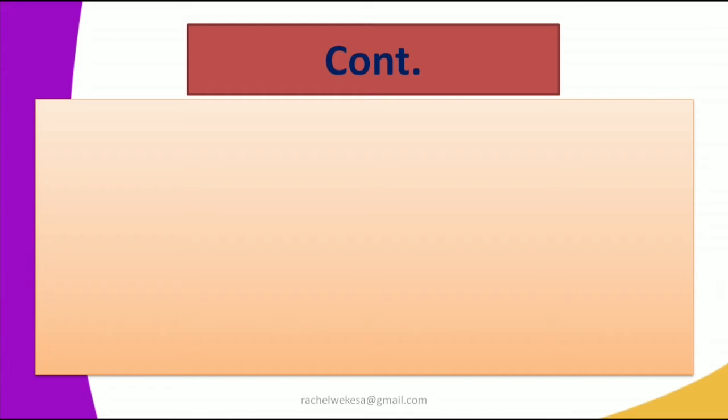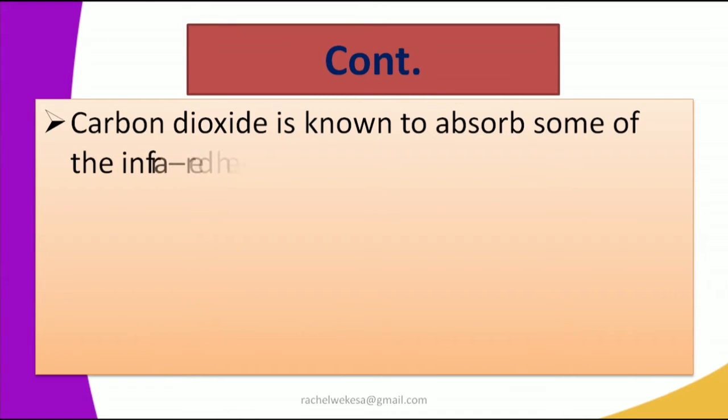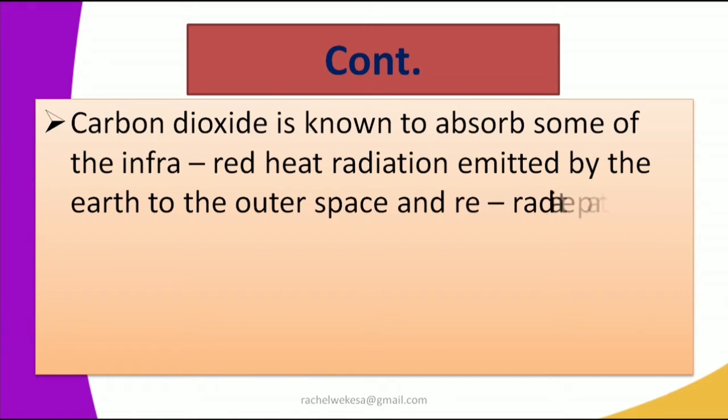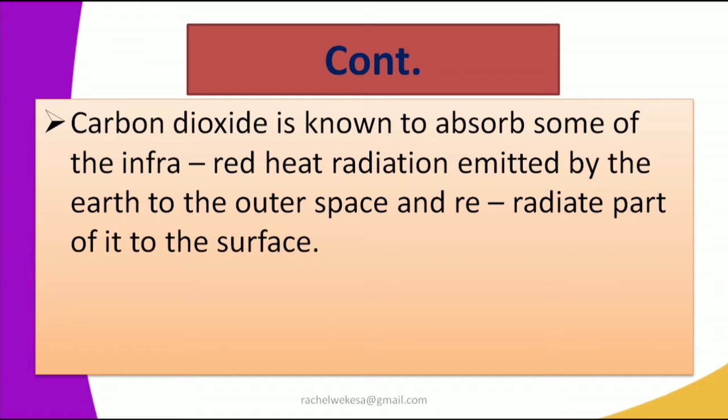To continue with effects of carbon dioxide, we see that carbon dioxide has its own effect depending on the quantity and pressure that is being put on the atmosphere. Carbon dioxide is known to absorb some of the infrared heat radiation that is being emitted by the Earth to the Earth's surface and being radiated part of it to the surface. As it absorbs some of this infrared, it is later on going to lead to a warm lower atmosphere. And as I have just said, as the atmosphere warms, it comes with its own effects.